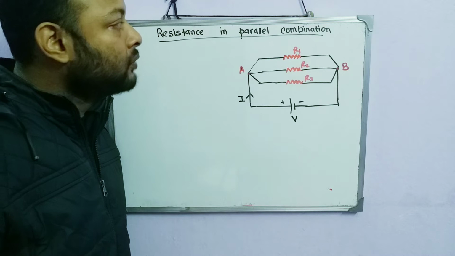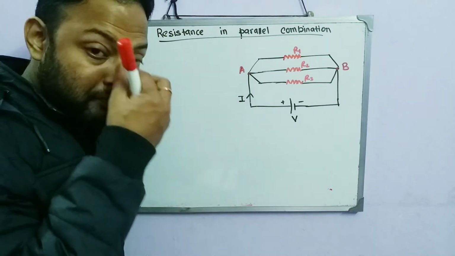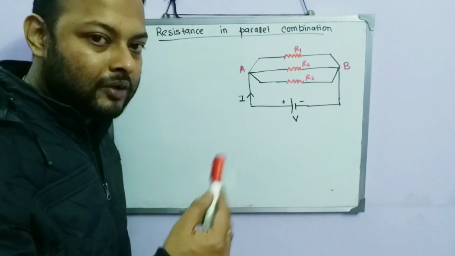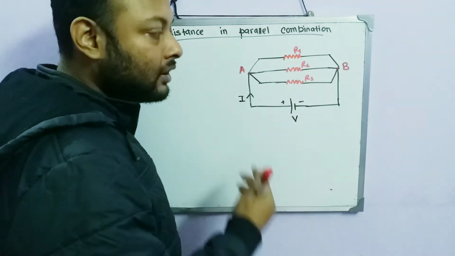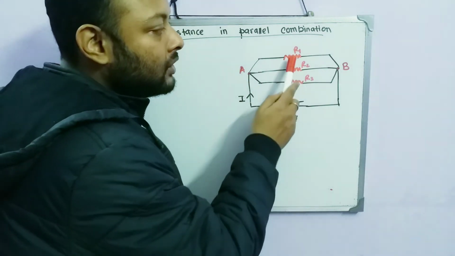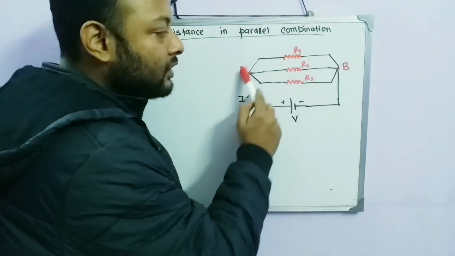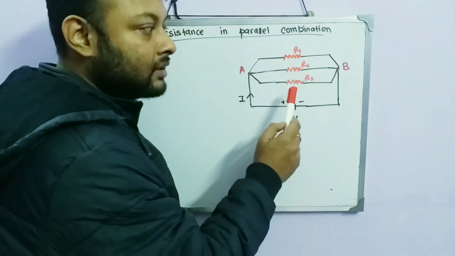So today's topic will be resistance in parallel combination. If you have seen the previous video where I have drawn the resistances one after the other, then in parallel combination the resistances are like this way. Like, take three branches and on each branch put one resistance.